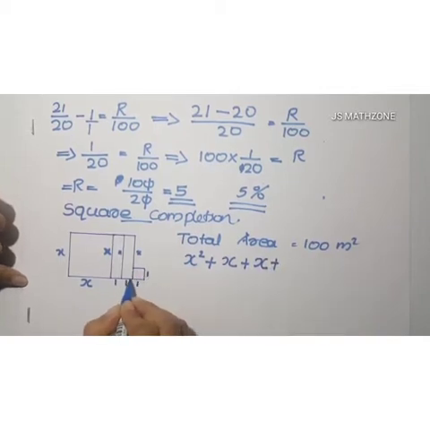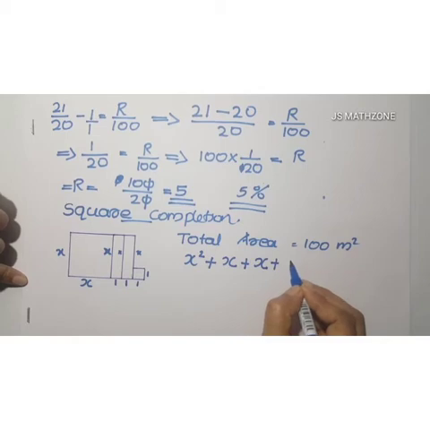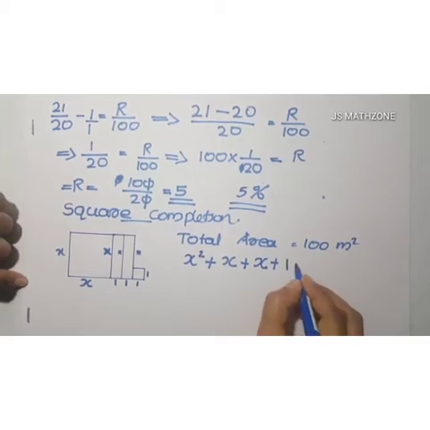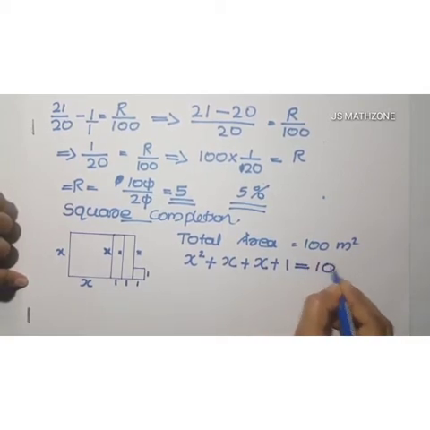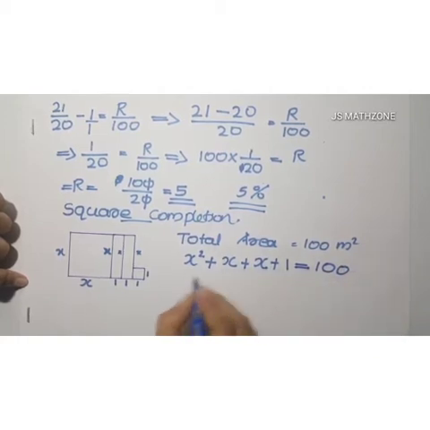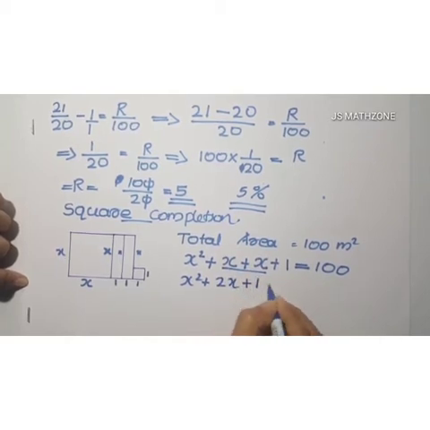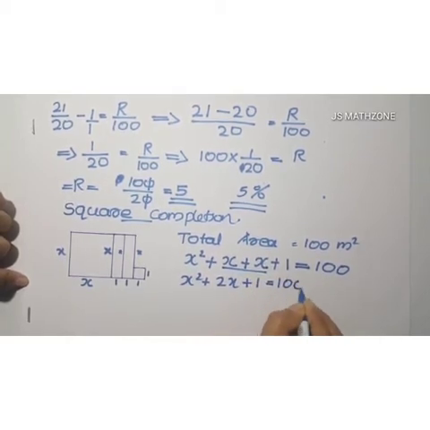Area of that rectangle is 1 into x, that is x, plus there is a small square and area of that square is 1 into 1, that is 1. Total area is 100, that is given. Therefore x square plus x plus x plus 1 is 100, that is x square plus 2x plus 1 is equal to 100.